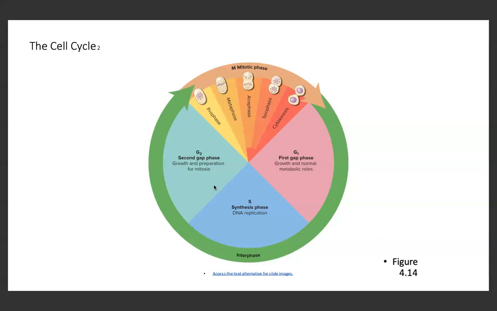Interphase is comprised of 2 G phases. They stand for first gap, that's G1, and second gap stands for G2. Here, a lot of growth occurs. The G1 and G2 phases are separated by the S phase, also known as the synthesis phase. This is the time when cells duplicate their DNA information. This becomes really important because the product of mitosis are 2 daughter cells that are identical to one another, as well as identical to the parent cell that it came from.